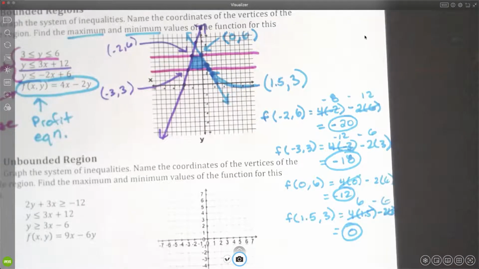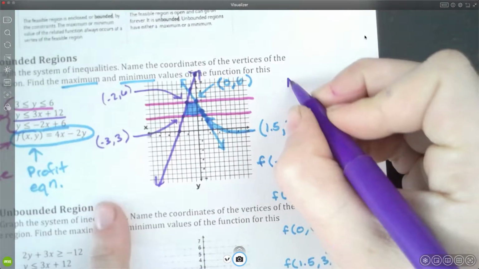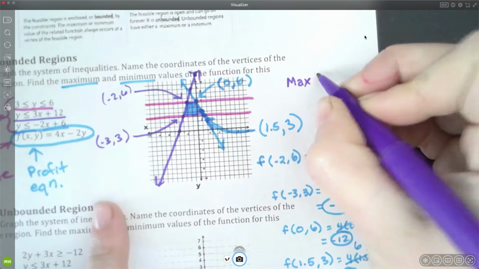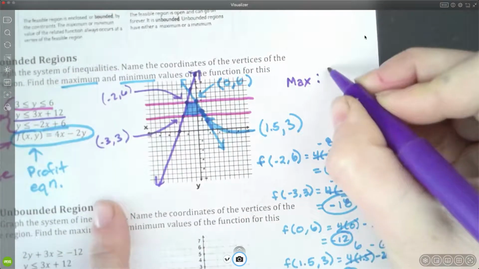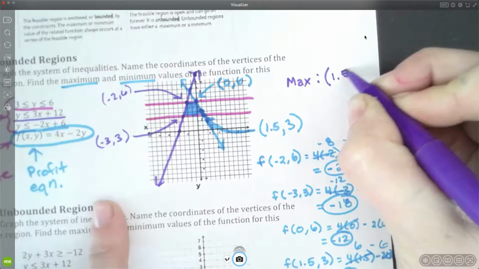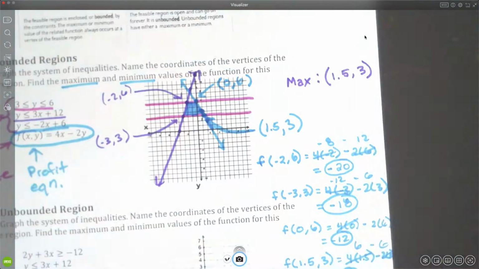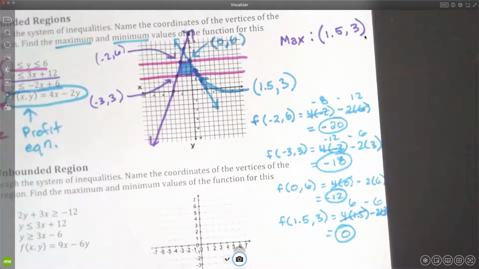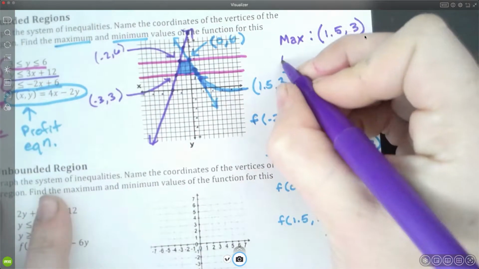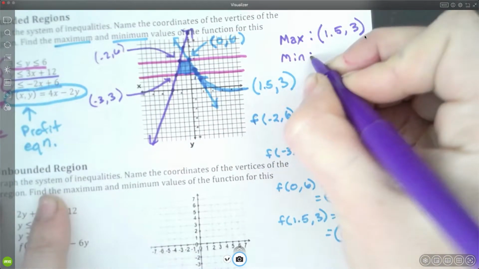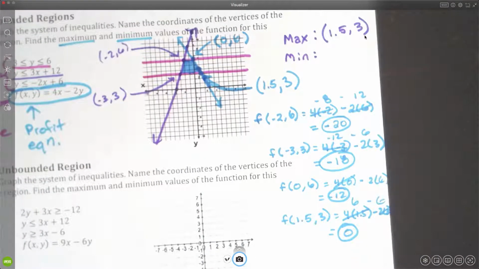Okay, so now we have to figure out which one gives me the maximum and which one gives me the minimum. So which combination of x and y will give me the maximum amount, the highest number? Yes, the maximum number occurs with 1.5, 3. Even though that's 0, that's technically the highest number of the 4, right? Okay, and the minimum number occurs, like let's say I was trying to minimize expenses. So maybe this is a profit, but this is expenses instead that I'm trying to minimize. Minimize would be negative 20. You're right.